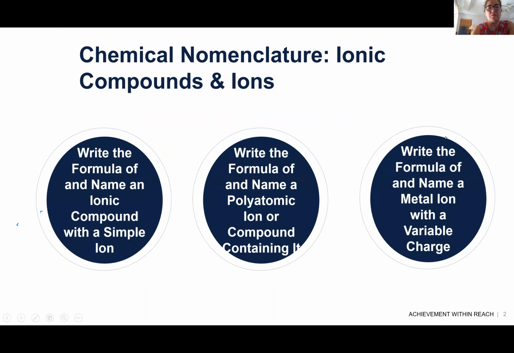Unit 4, we want to make sure you can write the chemical formulas. You can name if the formula is given, you name it. If you have the formula, you write the name. If you have the name, you write the formula for ionic compound and for molecular compound. And then some properties for ionic compounds, properties for molecular compounds.